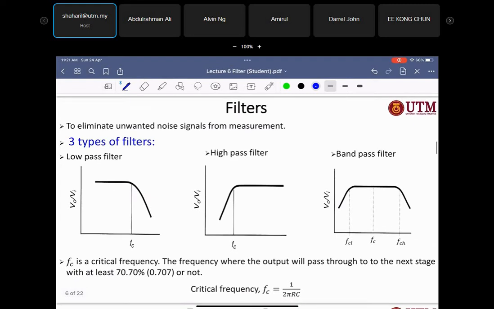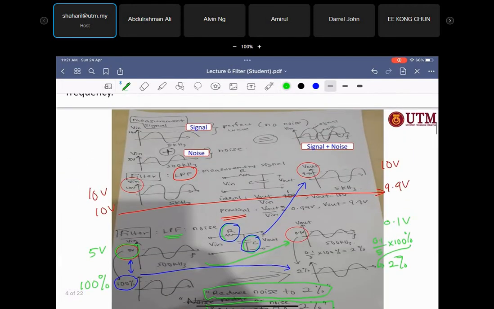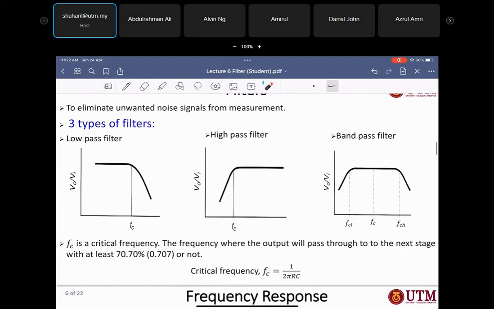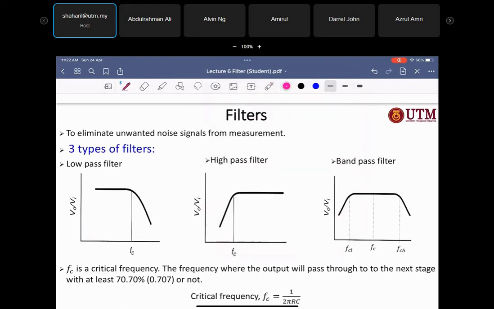Now let's look at the types of filter. What do we actually filter out? Like I mentioned before, we need to choose the values of R and C. Do the R and C we choose depend on the peak value? No, the answer is no. R and C only depend on the frequency. What we filter out is the frequency.